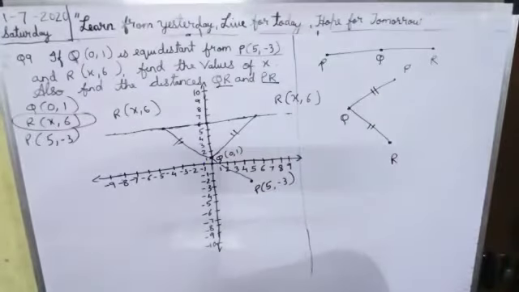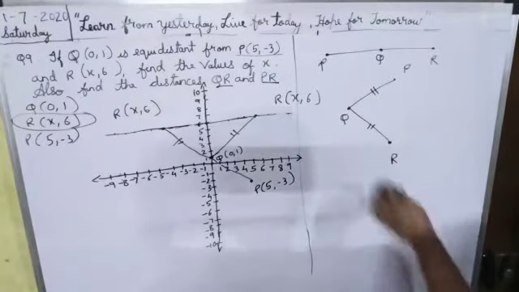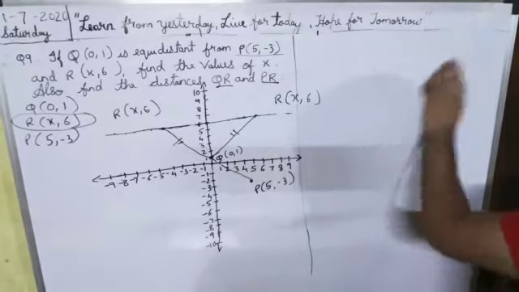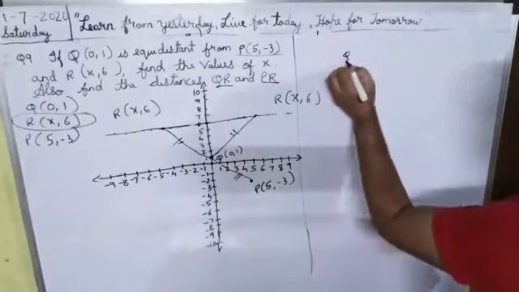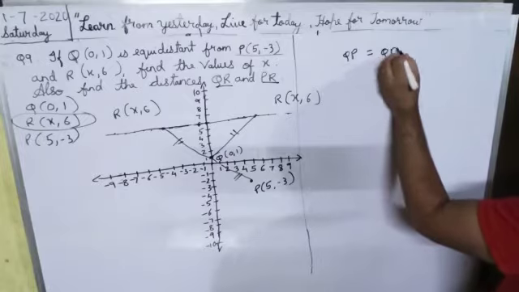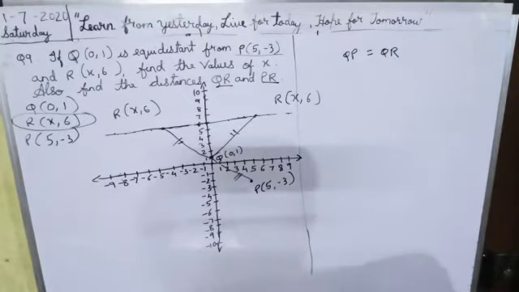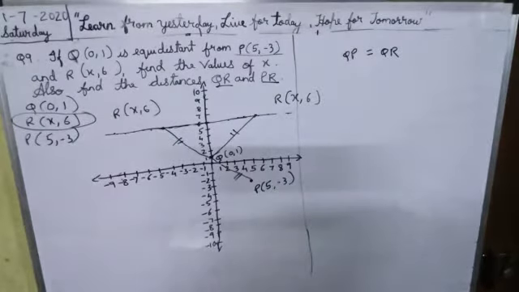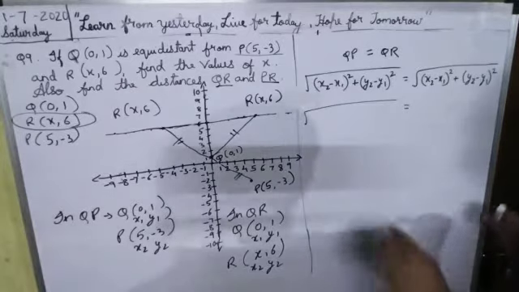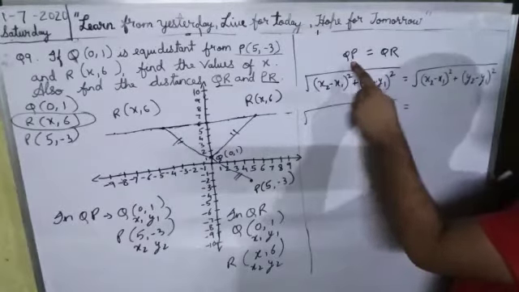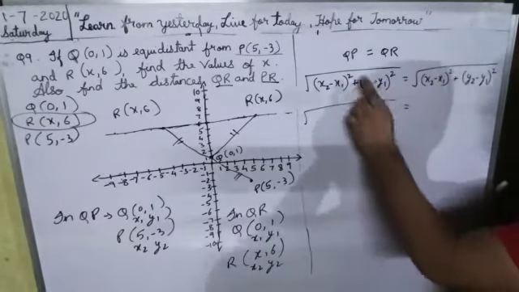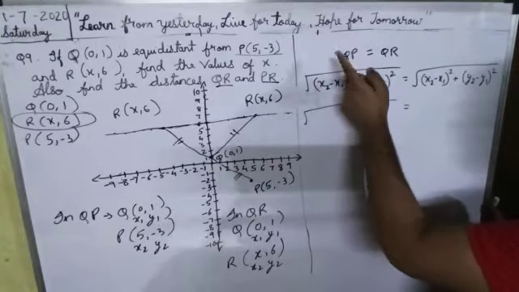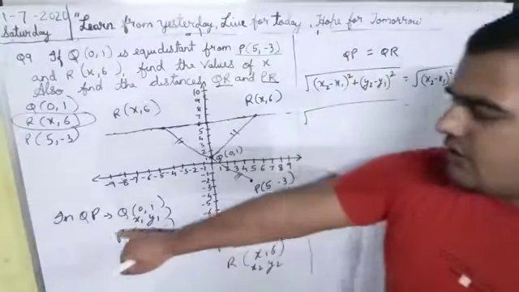While solving this, you will see how it works. Since they are giving equidistance, these two distances are equal, so QP equals QR. All of you know the distance formula. By applying it, we first find distance QP: the square root of (x2 minus x1) square plus (y2 minus y1) square. Same for QR. QP is a combination of two points, giving a line segment.